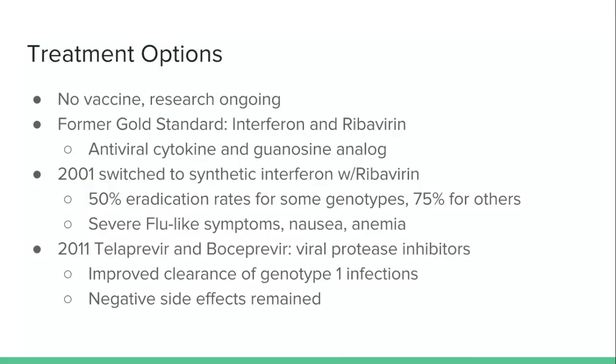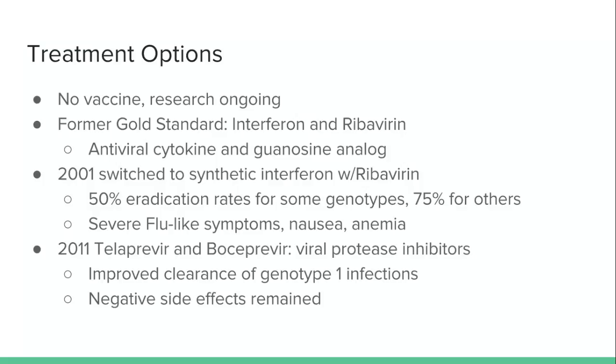There's several treatment options for hepatitis C viral infection. Unfortunately, unlike hepatitis A and B, there's no vaccine. There is research ongoing. Several are in different stages of trials, but nothing's been approved. The main gold standard back in the day was interferon and ribavirin. Now, as we mentioned before, interferon is just a cytokine that is involved in turning on the cell's antiviral response. Ribavirin is a guanosine analog, so that's going to help stimulate and sustain that interferon response on the cell.